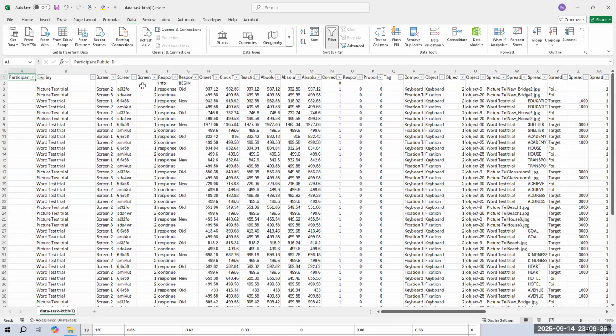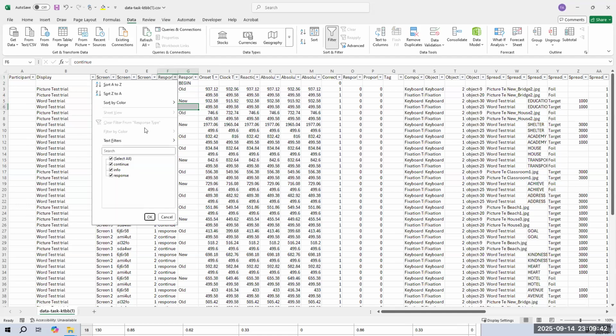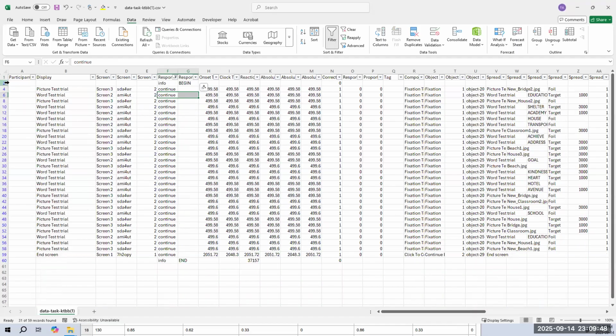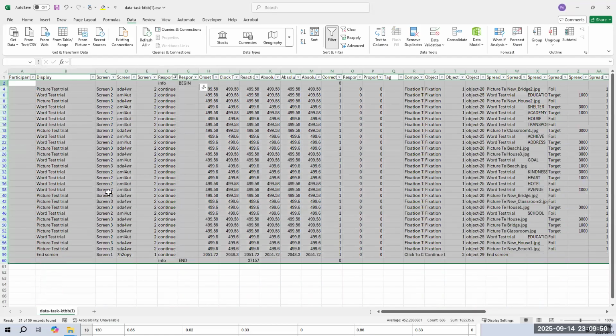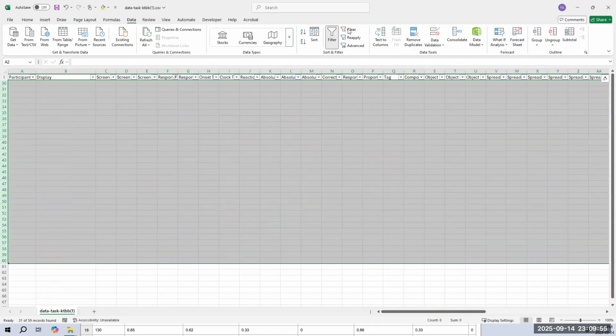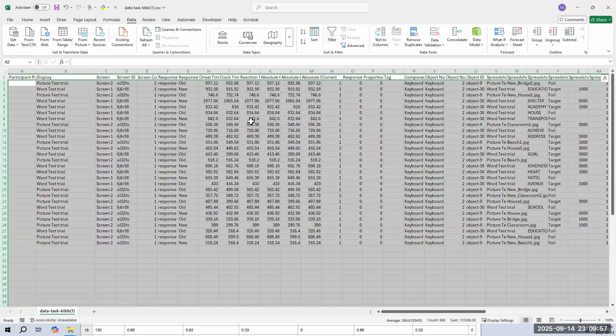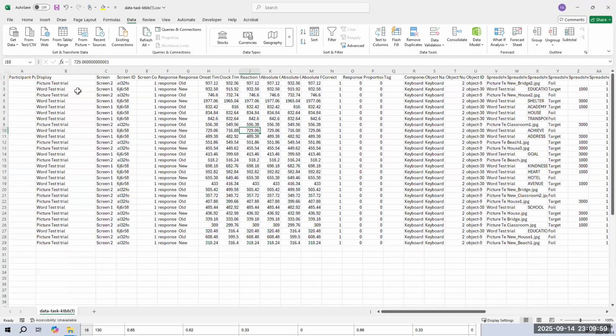and which row do we need? Well, we don't need info begin. We don't need continue, continue again. So we'll just take out those rows. And so we'll uncheck here, response, uncheck response, and then we'll just delete this row, delete it, and voila. And I'll just clear filter, and there's my data for one participant in terms of responses.